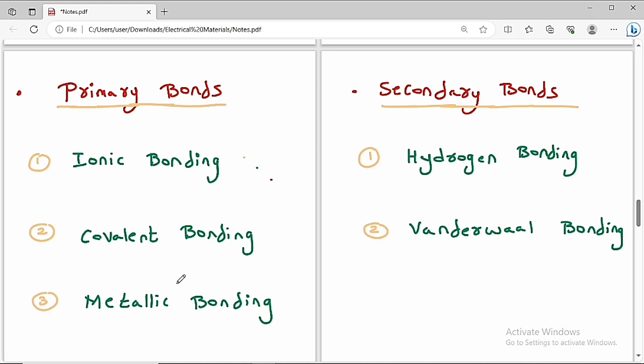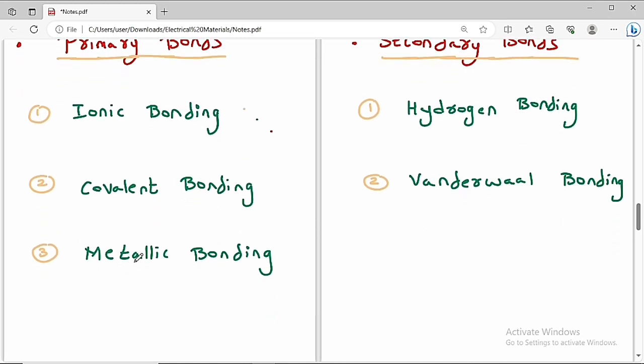And if you try to compare the primary bonds and secondary bonds, primary bond is always stronger when compared to secondary bonds. And if you compare within the primary bonds, then I can say metallic bond is always stronger when compared to the other primary bonds, which are nothing but ionic and covalent.